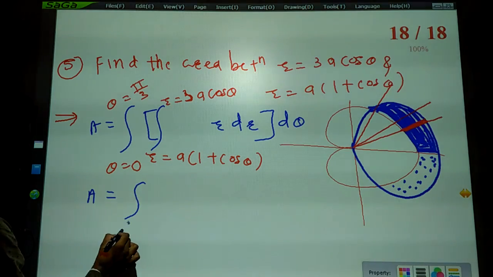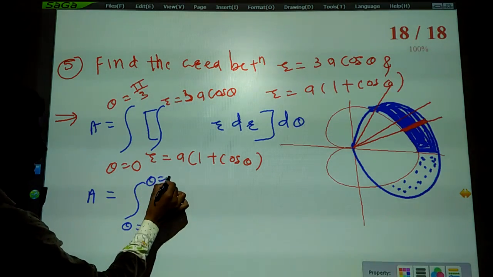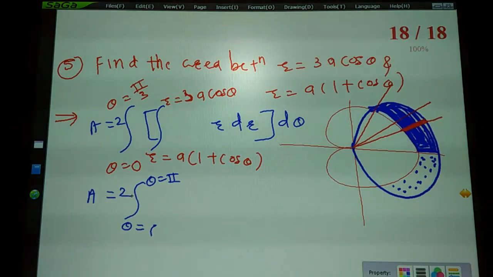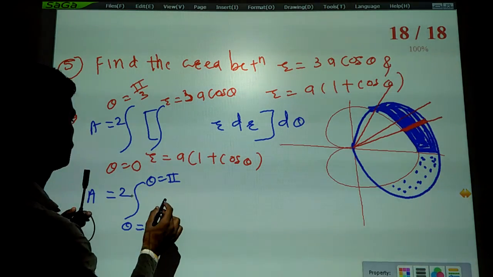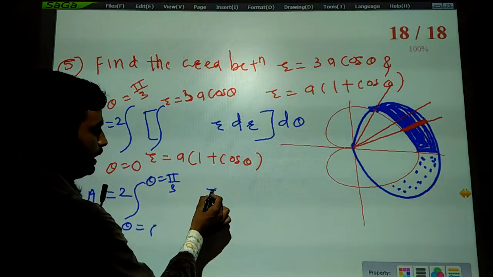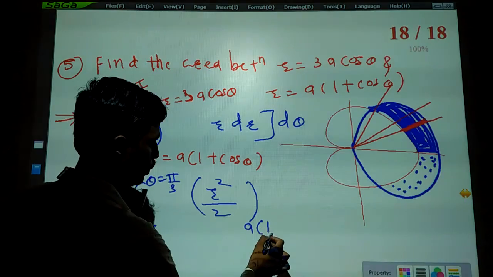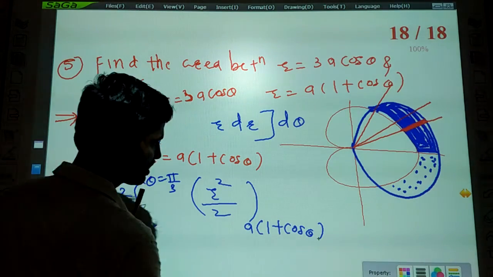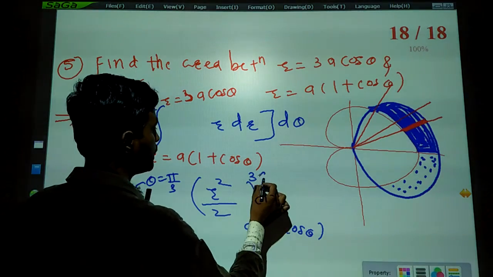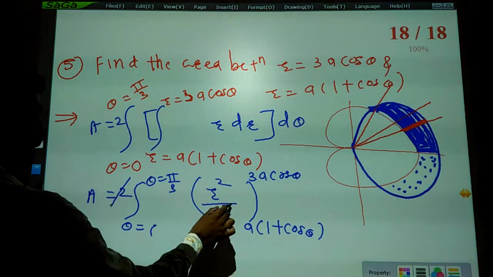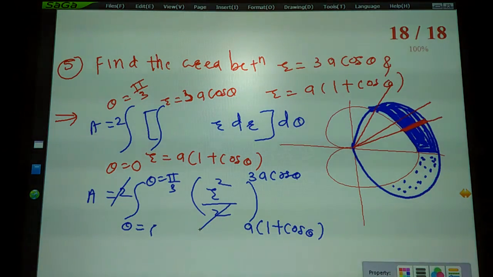So A is equal to theta from 0 to theta is equal to pi by 3, multiplied by 2, because we calculate the whole area between them. Integration of r dr is r square by 2. Lower limit is a into 1 plus cos theta, upper limit is 3a cos theta. So this 1 by 2 and this 2 are cancelled. Instead of r square, put upper limit 3a cos theta, lower limit a times 1 plus cos theta.